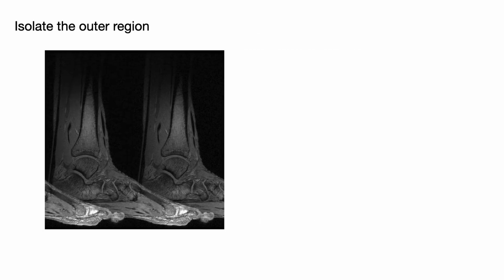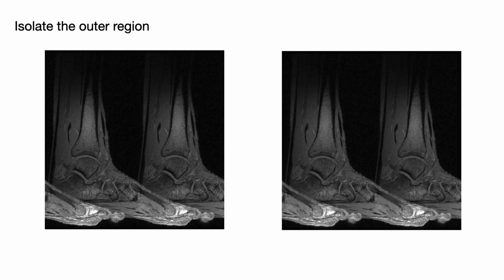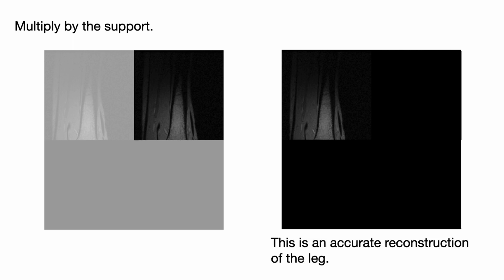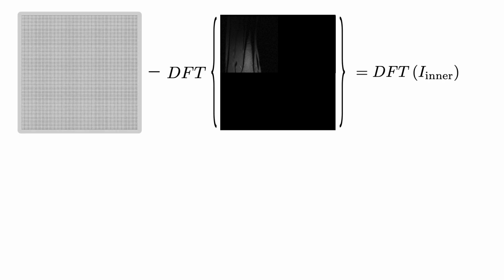Then we isolate the outer region. And for this image, the outer region is the top half of the image. Once the outer region is isolated, we multiply by the support. This is the support, of course, so multiplying by the support eliminates the upper right-hand quadrant, and here we have an accurate reconstruction of the leg. We're going to take this image, compute its DFT, and subtract those values from those of the sampling pattern to reveal the Fourier values of the inner region of the image.